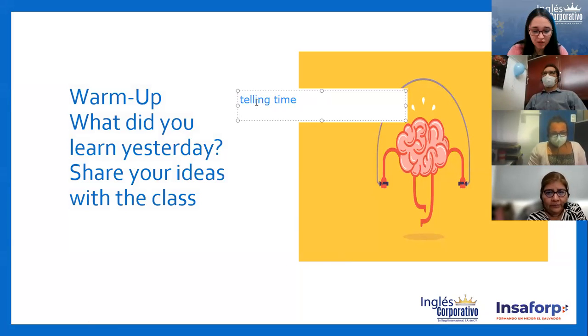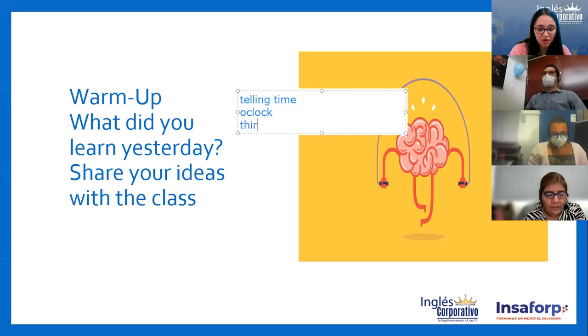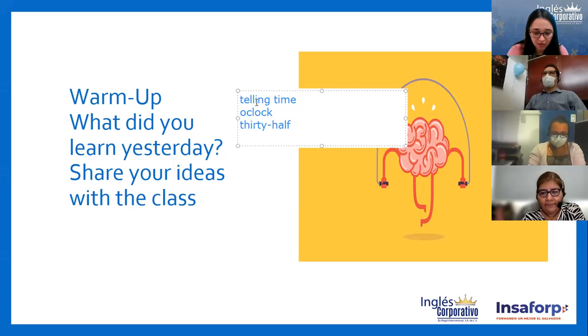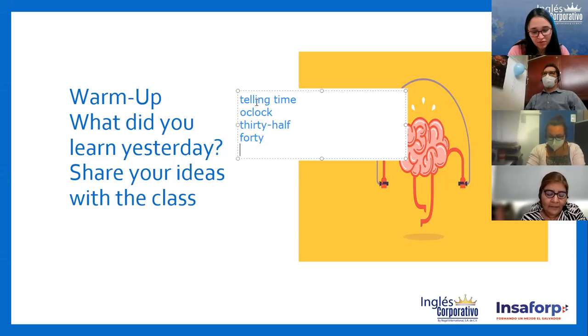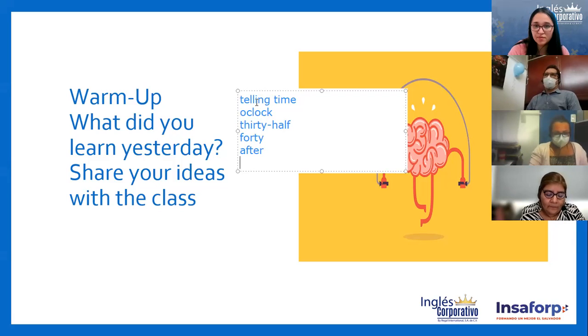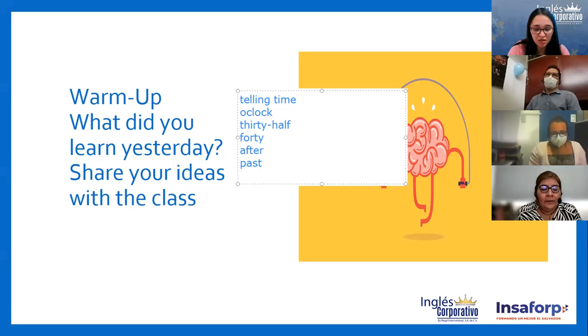It's 1 o'clock. Okay, we can use o'clock. Thirty. Okay, 30. Very good. We have 30 or half, right? It's 1:40. 40, right? It's 1:45. And also we learn about after, utilizando after. Okay, very good. Guadalupe, thank you. We learn how to use past and to.